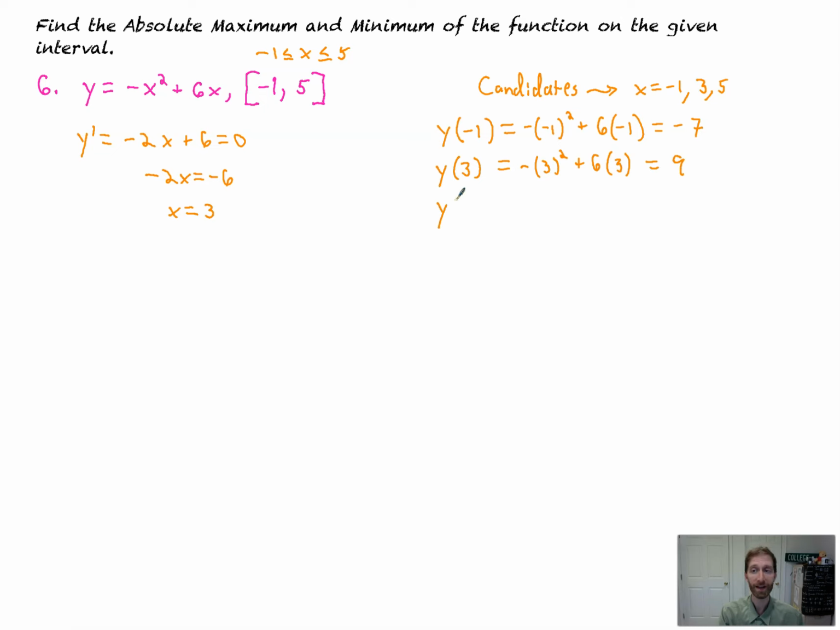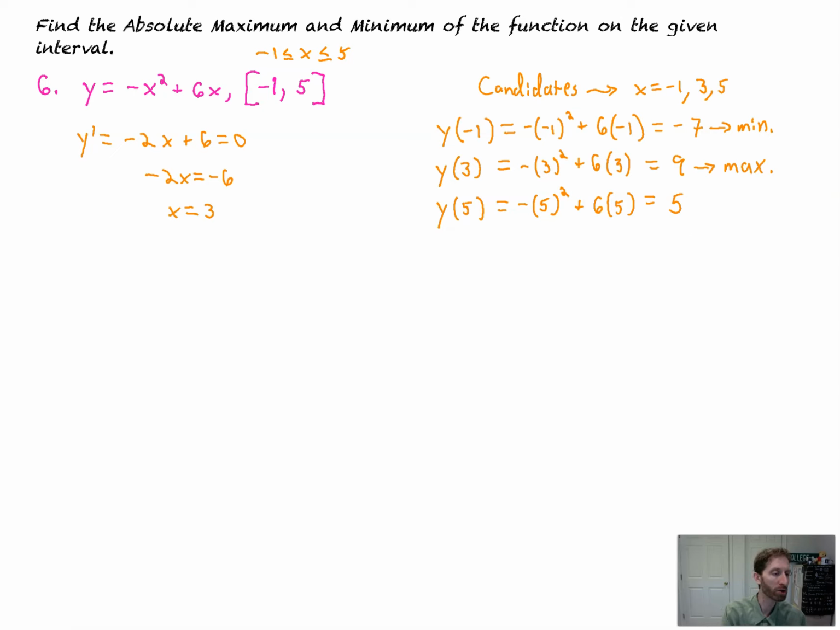Ooh, very nice. And then y of 5, let's see what that gives us, our other endpoint. That would be the opposite of 5 squared plus 6 times 5. Well, that's going to be equal to -25 plus 30, which is 5. Therefore, our absolute maximum is 9, and our absolute minimum is -7. And to be formal, you'd make the statement, our absolute minimum is -7 and occurs at x equals -1. Our absolute maximum is 9 and occurs at x equals 3. Not bad, right? Not bad at all.